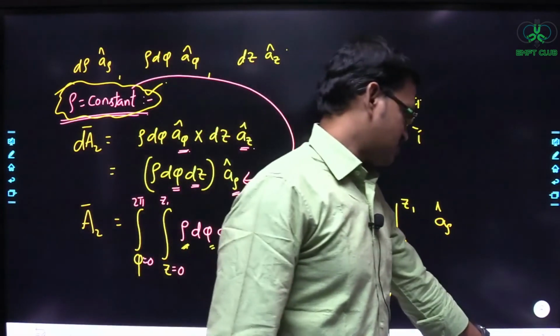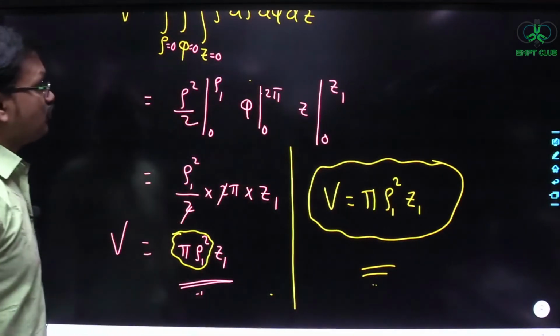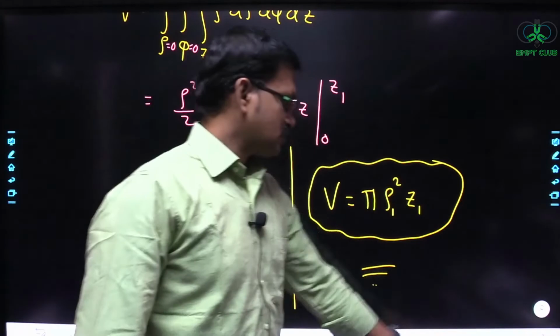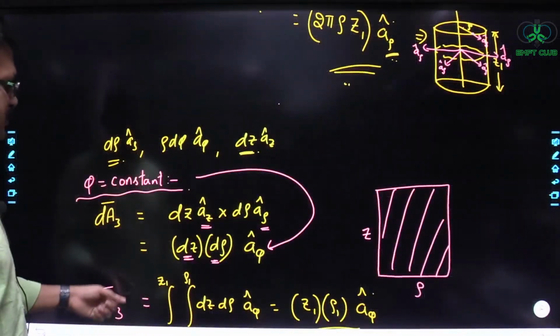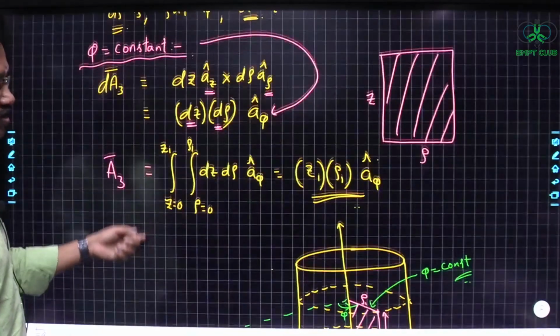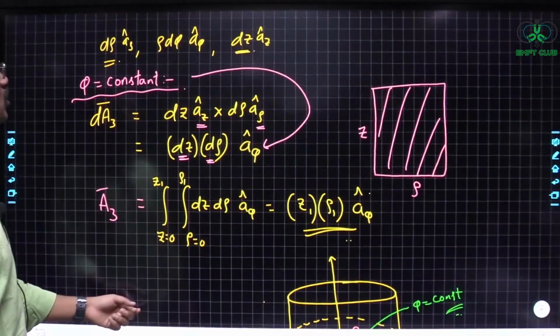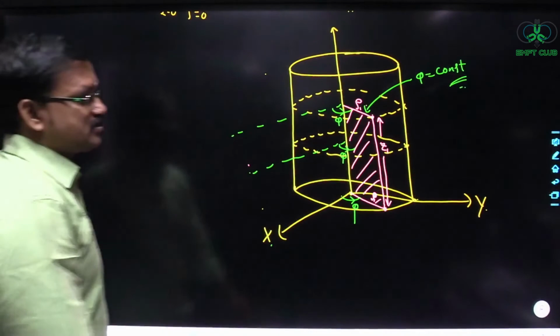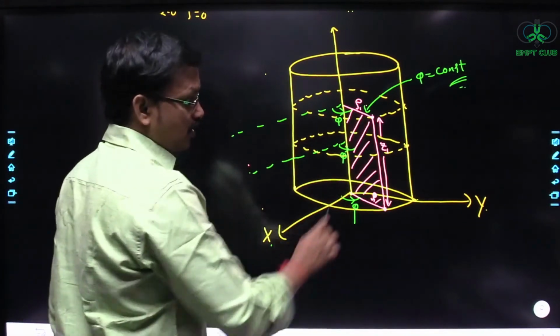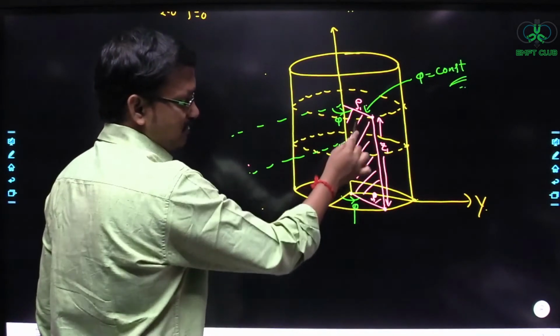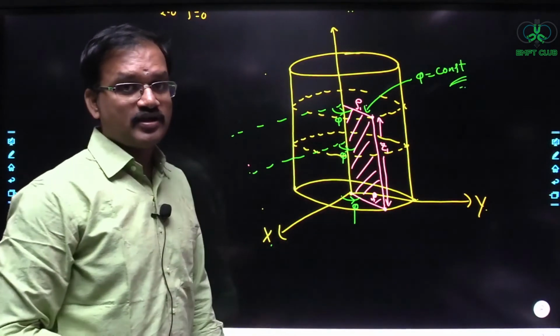Okay, next, what is another surface we are having? Another surface, rho equal to constant surface, is completed. Next, what do you have? Phi equal to constant surface. So this is nothing but the phi equal to constant surface. Understood? This is nothing but a rectangle here. Phi equal to constant surface is nothing but a rectangle.